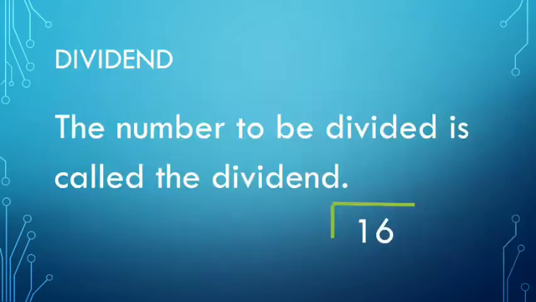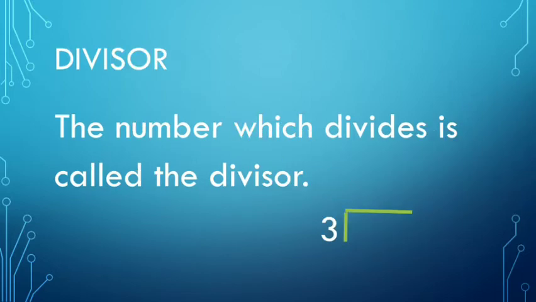Dividend. The number to be divided is called the dividend. Divisor. The number which divides is called the divisor.